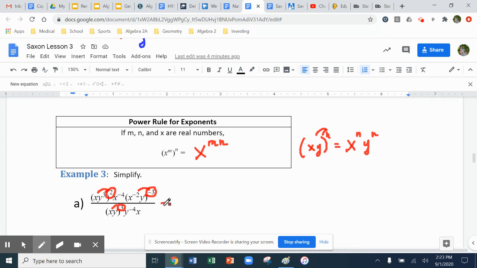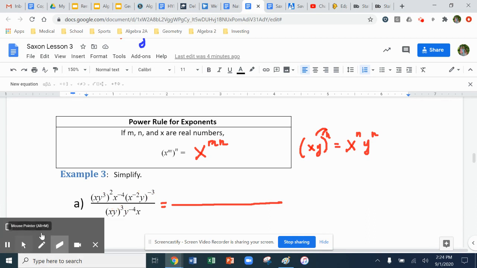So we're going to make a new fraction over here and use this power rule to get rid of all those parentheses and use those exponents at the same time. So in this first problem, this first part, we're going to take this 2 and hand it out to the x, and that's going to make it x to the second power. Then, since it's y to the third raised to the second power, we are going to multiply 3 times 2, and that's going to be y to the sixth.